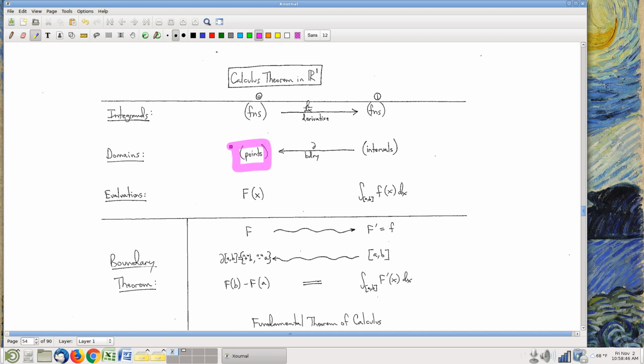Zero-dimensional means just a point. And this is a kind of a silly observation, but if you give me a function and a point, then I can plug that point into that function and then evaluate, right? So this is what I'm going to claim is the natural kind of evaluation in this context.